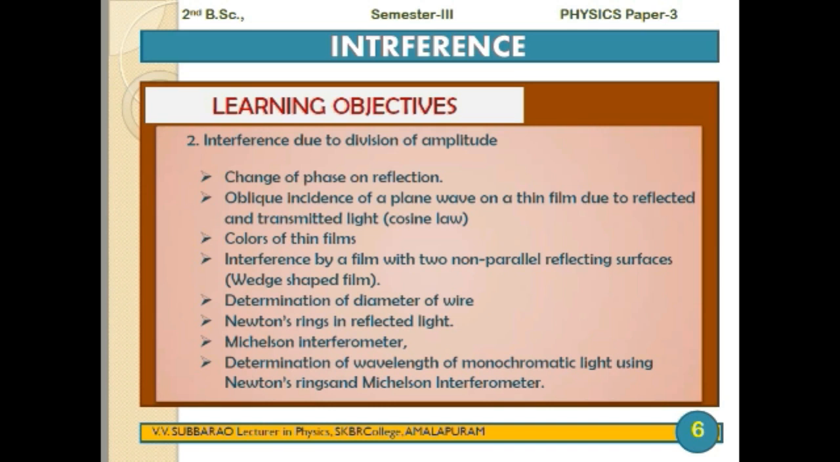In this particular topic, we will discuss change of phase and reflection, oblique incidence of a plane wave on a thin film due to reflected and transmitted light, colors in thin films, interference by a film with two non-parallel reflecting surfaces. It is also called a wedge-shaped film. Determination of diameter of wire using wedge-shaped film, Newton's rings in reflected light, Michelson interferometer, and the determination of wavelength of monochromatic light using Newton's rings arrangement and Michelson interferometer.